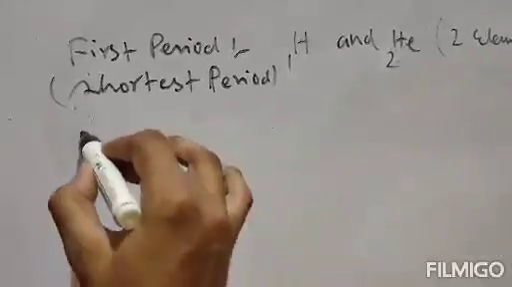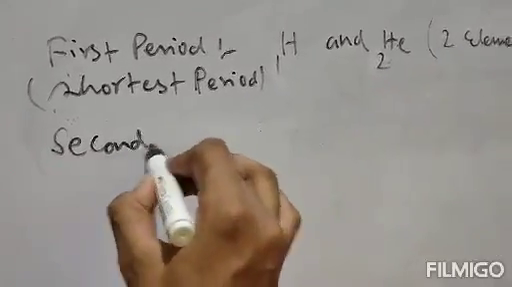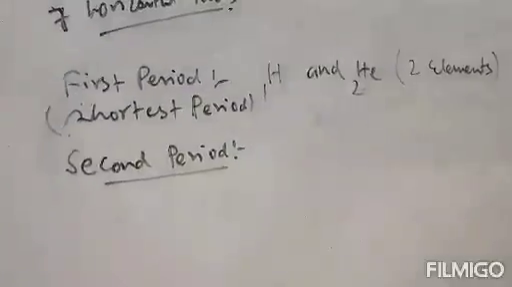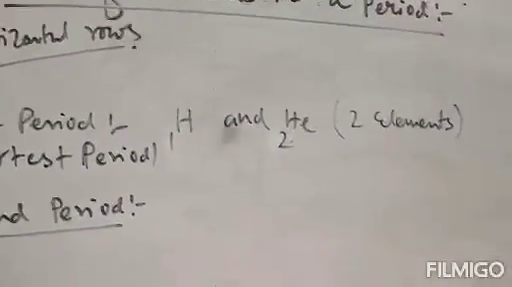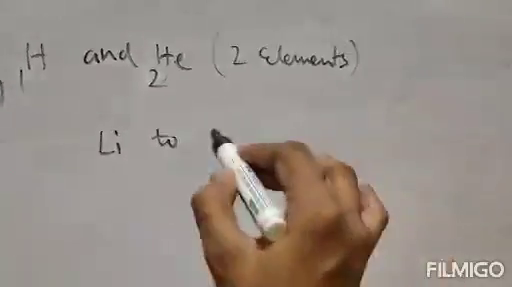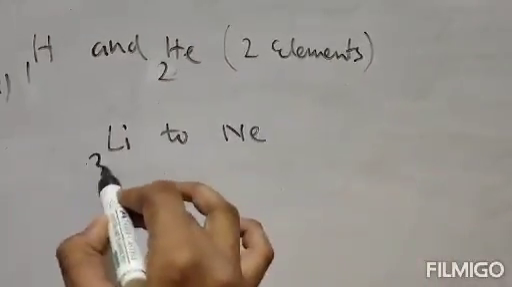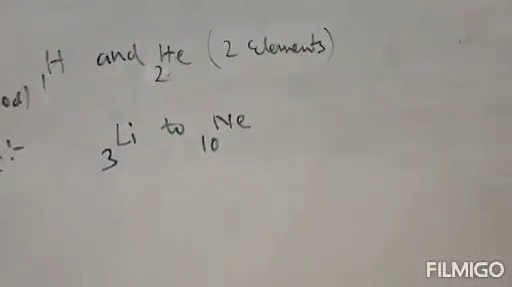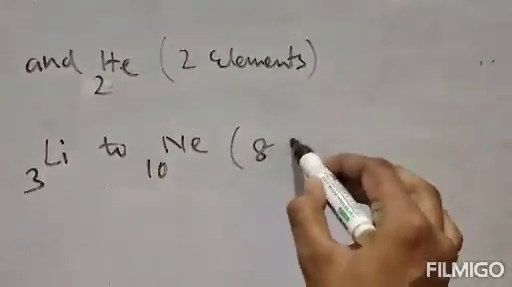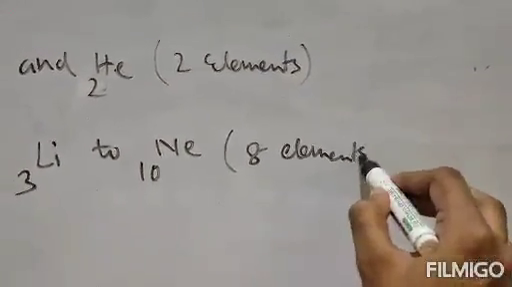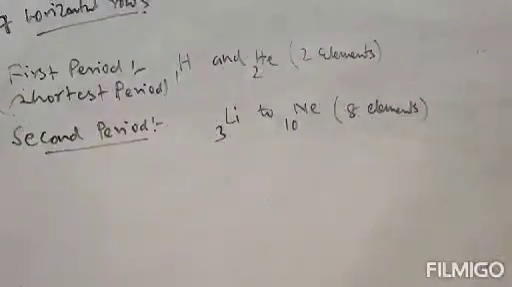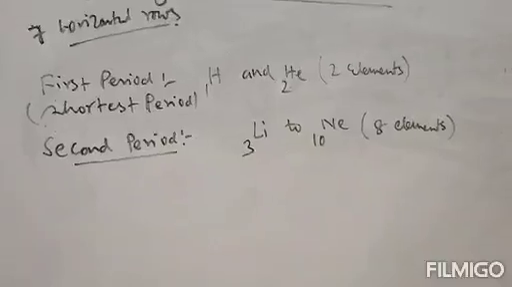Next, second period. It contains a total of 8 elements, from lithium to neon. Lithium is 3, neon is 10. So from lithium to neon, 8 elements are there in the second period.